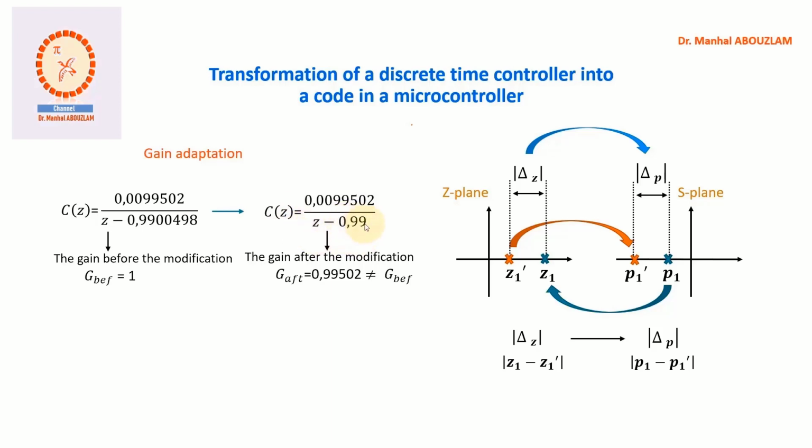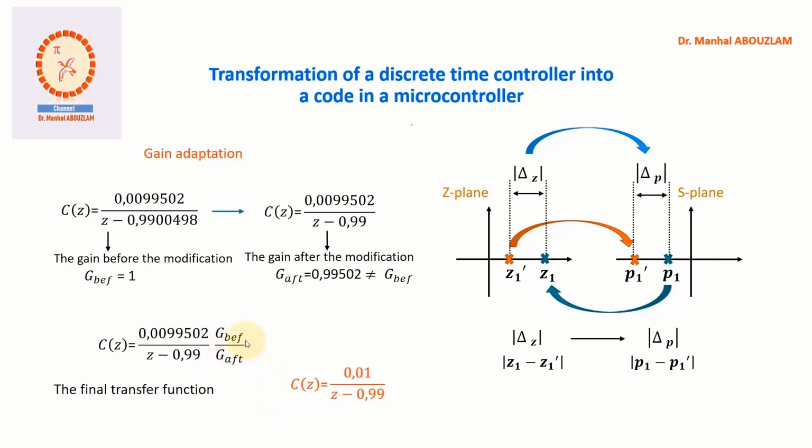Okay, it's true we modified our pole, but we don't have to change our gain. So how to do? Quite simply, we can multiply this transfer function by this ratio, which is equal to the gain before the modification over the gain after the modification. Now we multiply this transfer function by this ratio and we obtain our final transfer function.